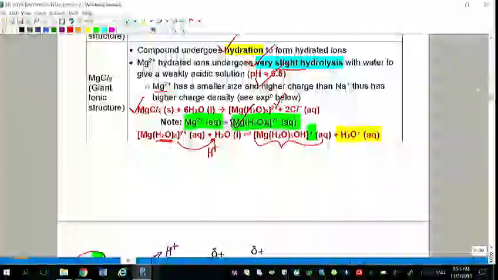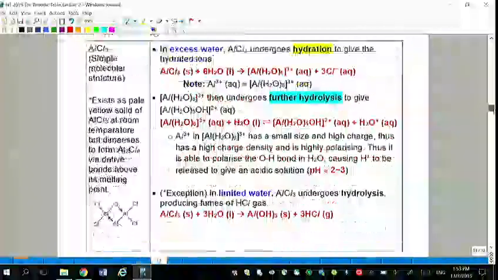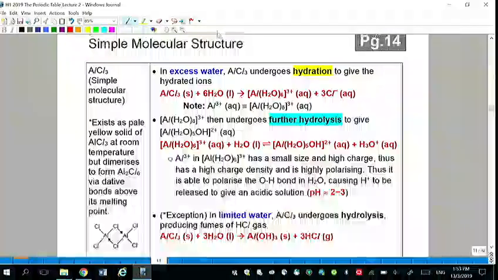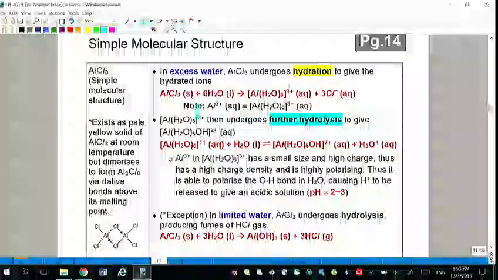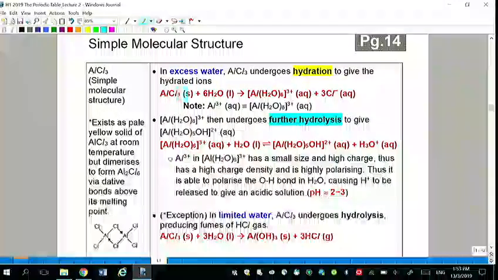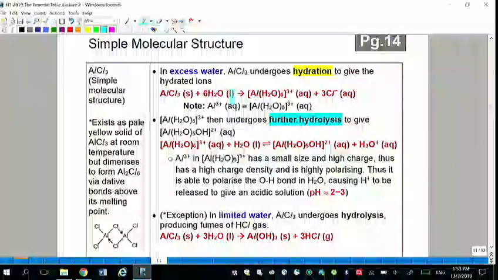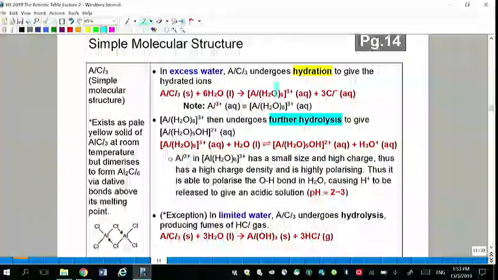Moving on, when I look at aluminum chloride, take note that the steps are very similar. First, your aluminum chloride will undergo hydration. When it undergoes hydration, you can see that your AlCl3 in solid state will be surrounded by 6 water molecules again, to form your [Al(H2O)6]3+.